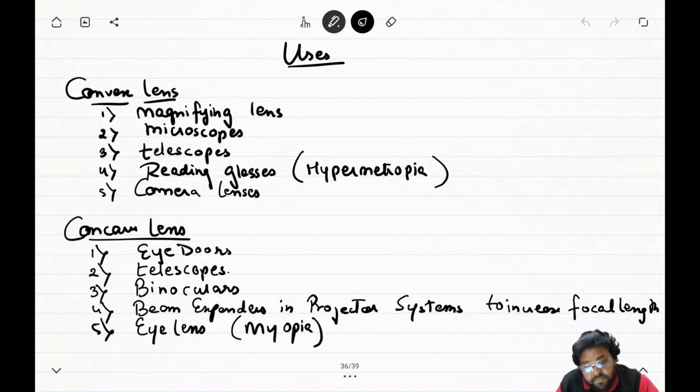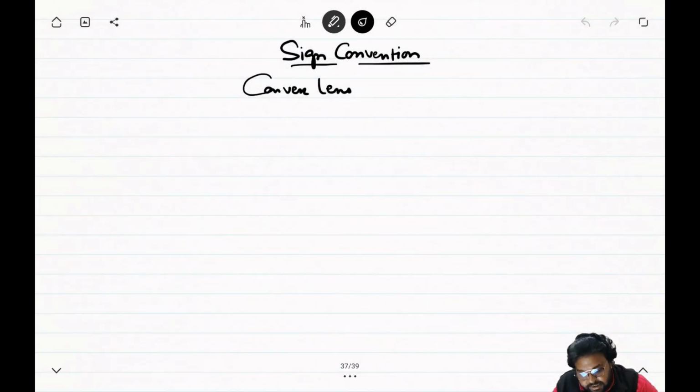Talking about the concave lens: door eyes, the door eye which we use, peepholes. The telescopes, the binoculars, we see all the images inside the lens. The binoculars have concave lens. Some projector systems use concave lens to extend their focal length. And the eye lens, which I am using right now, for myopia. This defect is myopia. I have to keep using spectacles the whole time. So these are the uses of concave lens.